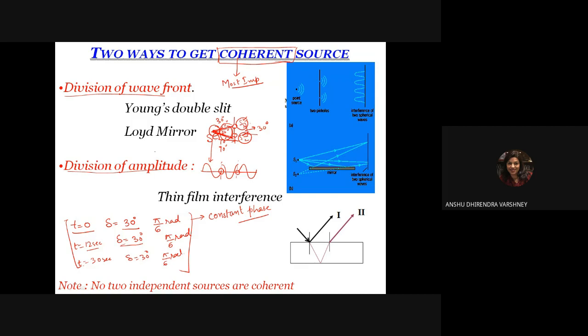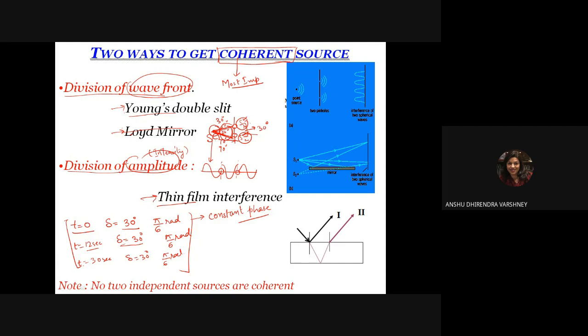amplitude, or in a way intensity. Right? So the division of wavefront is obtained by Young's double slit or the Lloyd mirror. Lloyd mirror is not in your course, but I just mention it as an example. Young's double slit is very much in the course, and the division of amplitude is thin film interference, which I just mentioned. When you see a soap bubble or a thin oil film, then you get the interference. That is because the division of amplitude is taking place.